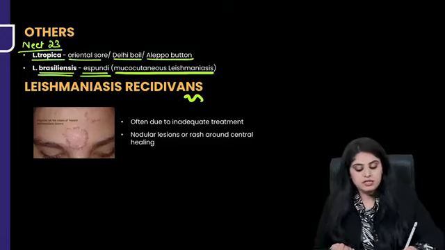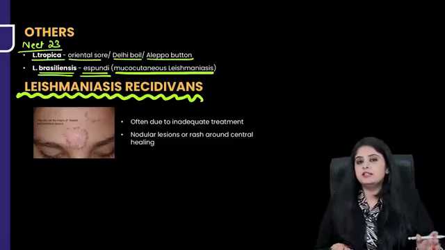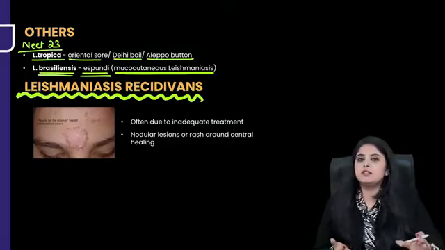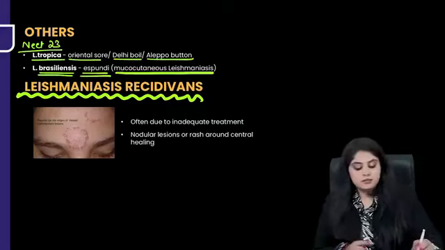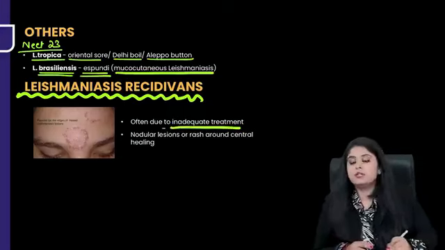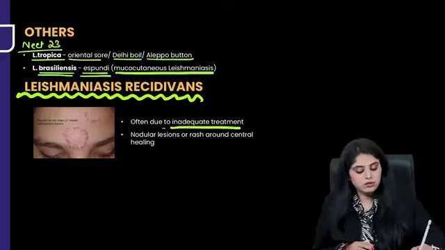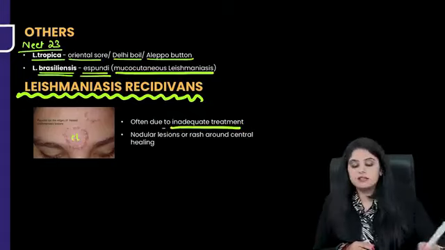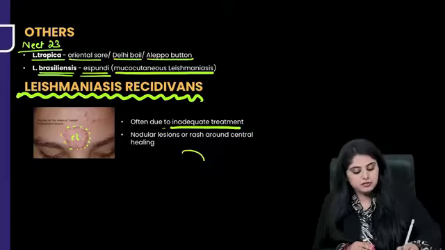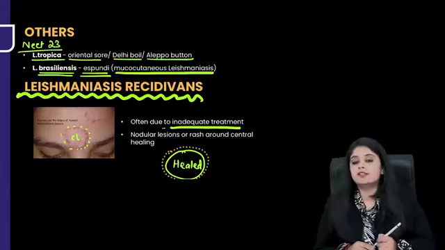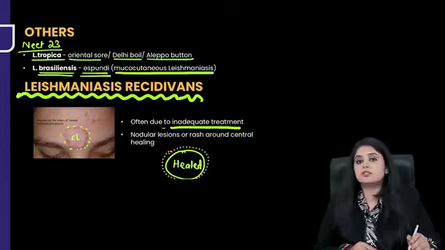Last one, Leishmania recidivans. Recidivans means something is receding, kind of decreasing, kind of increasing. This occurs due to inadequate treatment. So this is how the patient is going to look. The center area is clear, but there are lesions present around a central healed area. So the central area is basically healed, but around that central healed area, you will see lesions like this. That is known as Leishmania recidivans, which is caused because of inadequate treatment.